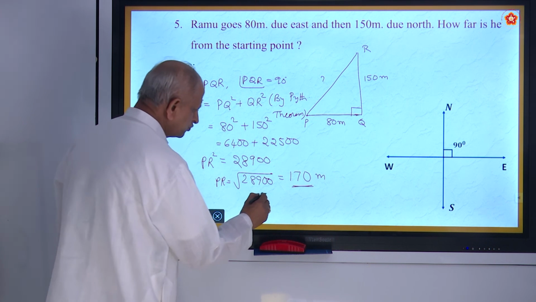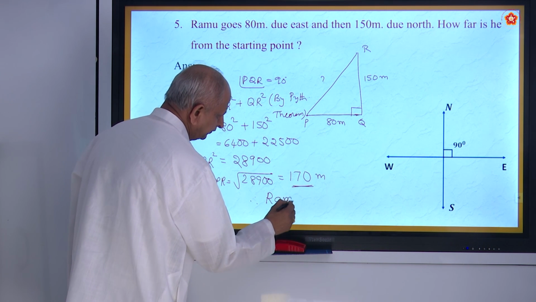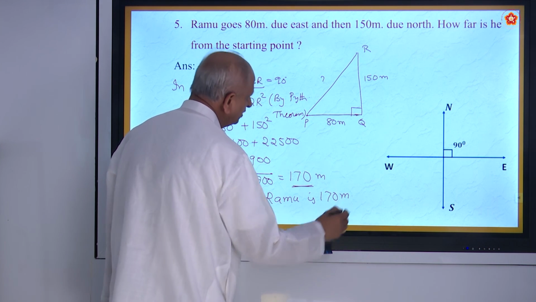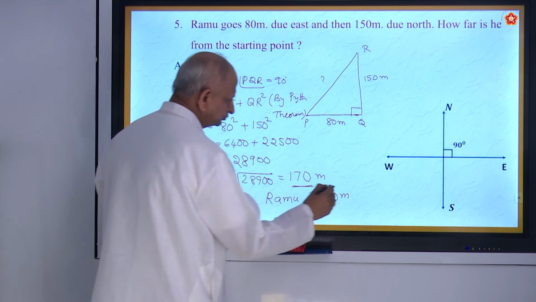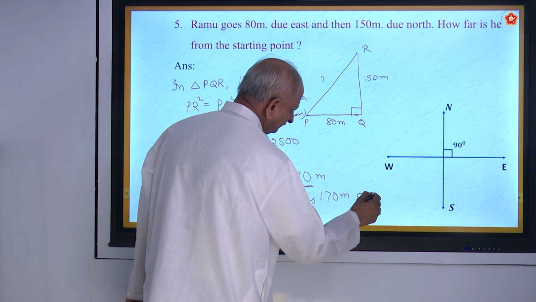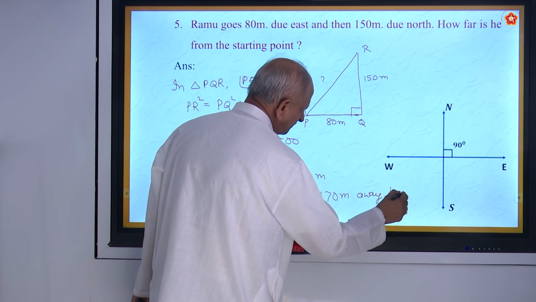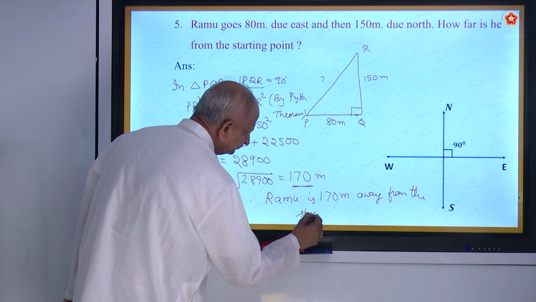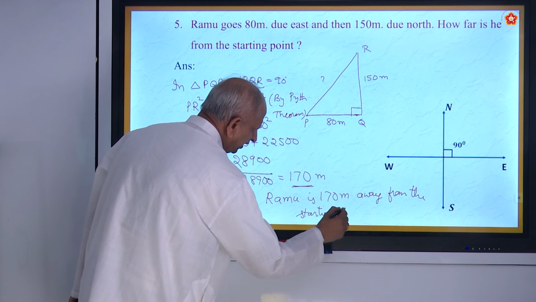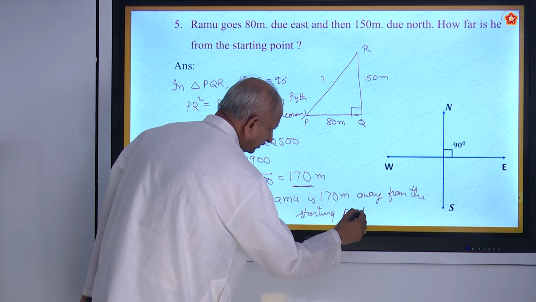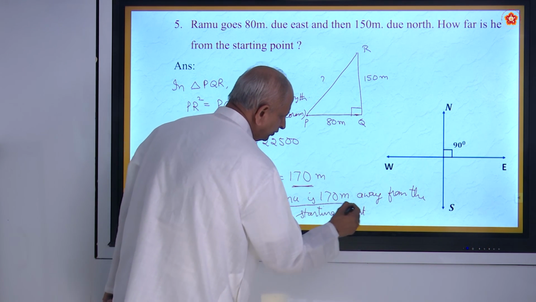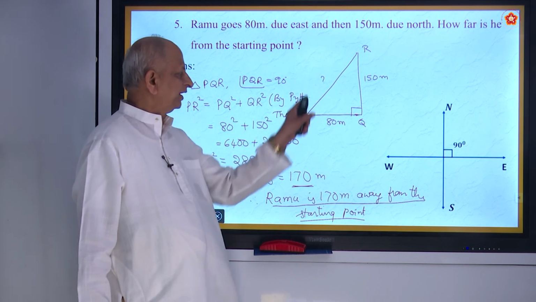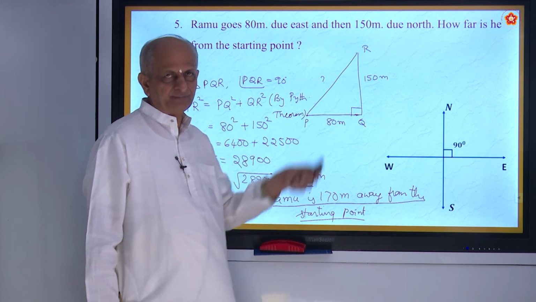So you have to write the answer: Ramu is 170 meters away from the starting point. This is the answer you must write. Ramu is 170 meters away from the starting point. So this is the starting point. This is the end point. Okay.